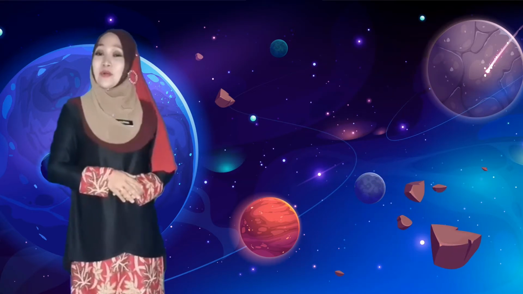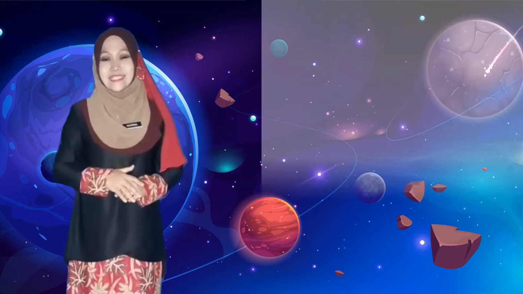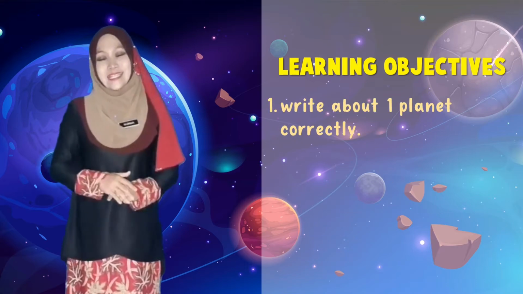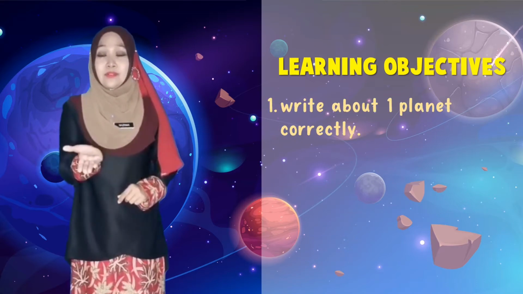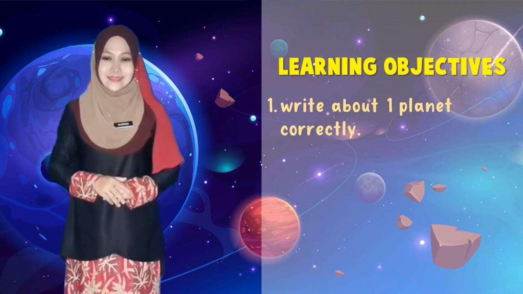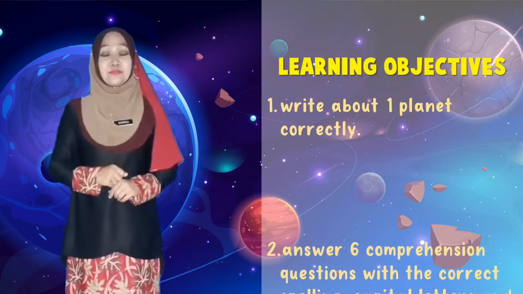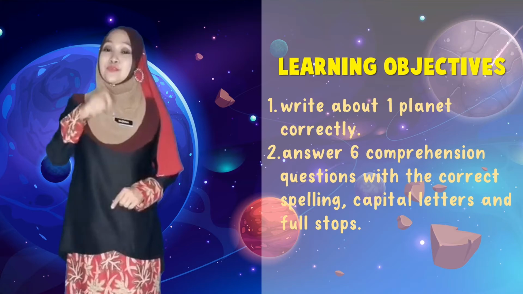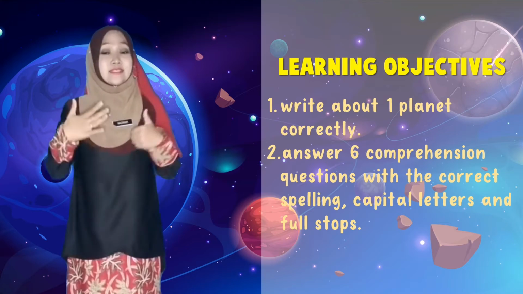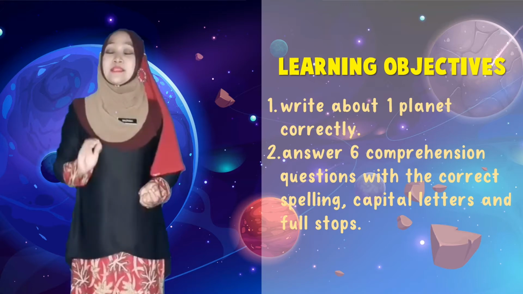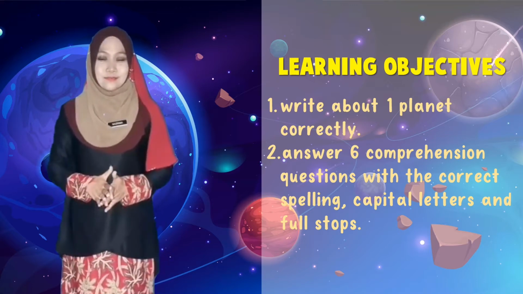Alright, before we start our lesson today, let us look at the learning objectives for today's lesson. Number 1, by the end of today's lesson, you will be able to write about one planet correctly. Number 2, by the end of today's lesson, you will be able to write the answers for 6 comprehension questions with the correct spelling, capital letters, and full stops.